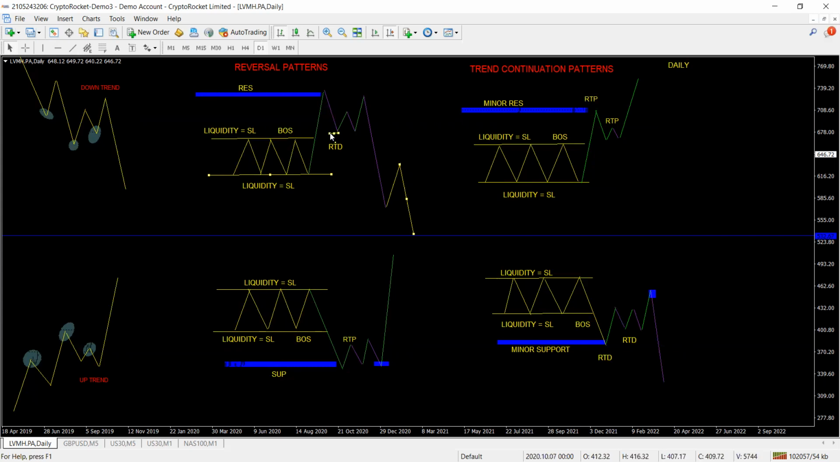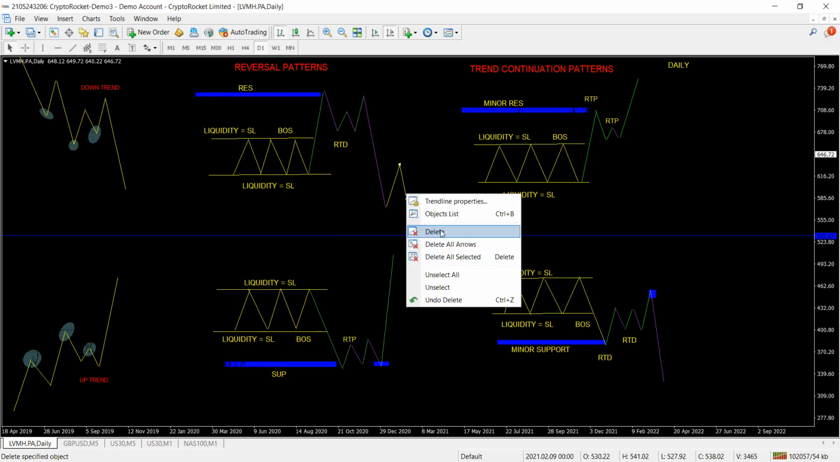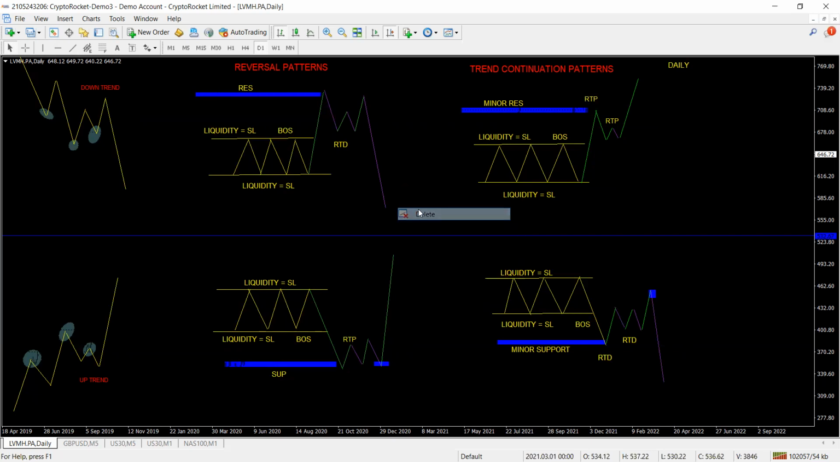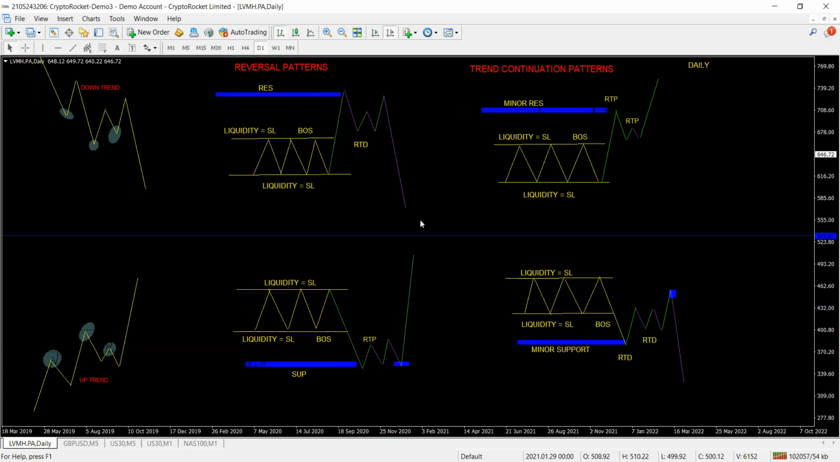When you enter a trade, ask yourself, are you trading toward liquidity? Because if you are, you'll minimize drawdown. All right. Now, this is the pattern for a reversal to the downside for a sell. All right. Now, the pattern that we use for reversal to the upside will look like this. All right. And it's the same thing.